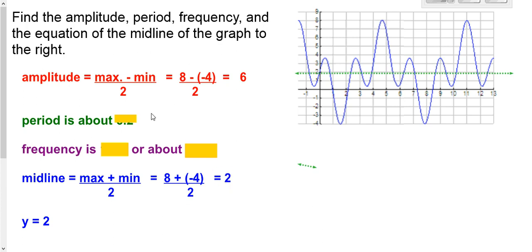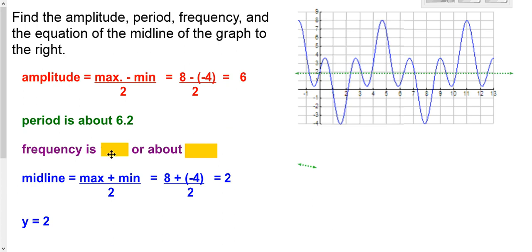Your period is how far you have to go before you repeat. So I'm going to start here, go up, down, up, then it goes up, but this isn't the same. So I have to go all the way over to here where the crosshairs is before it starts to repeat. Just a little bit more than 6, so I'm going to say 6.2.